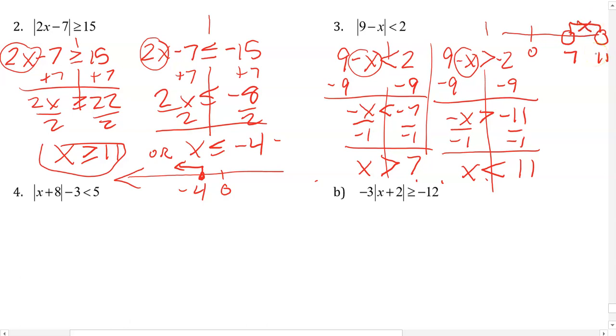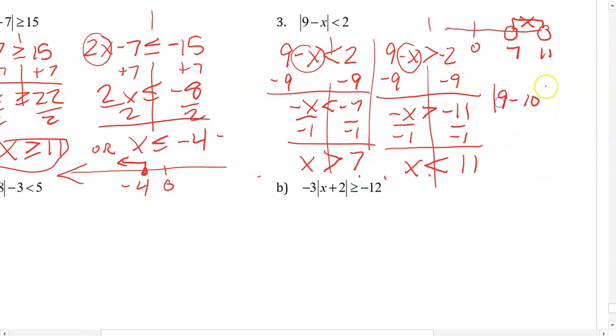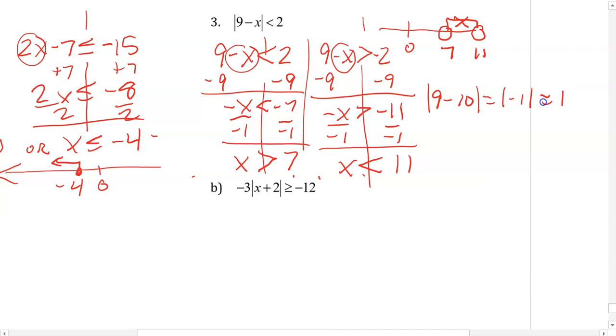So let's try the number 10. 9 minus 10, absolute value, equals the absolute value of negative 1, which equals 1. And 1 is less than 2. So our solution set works.